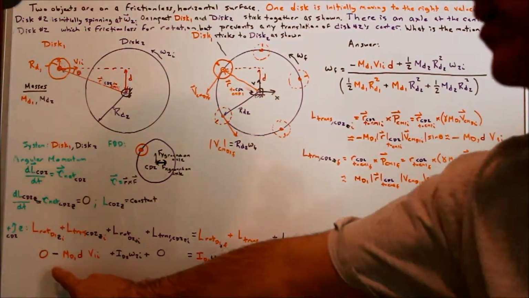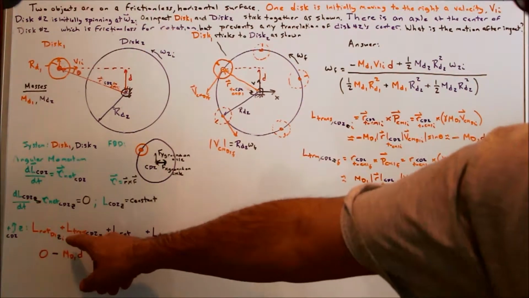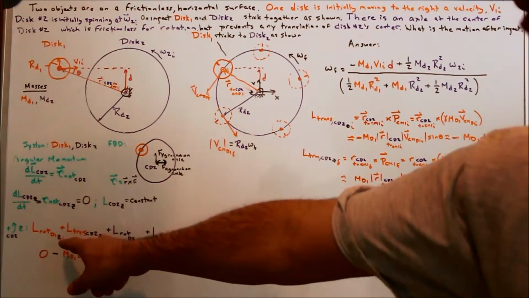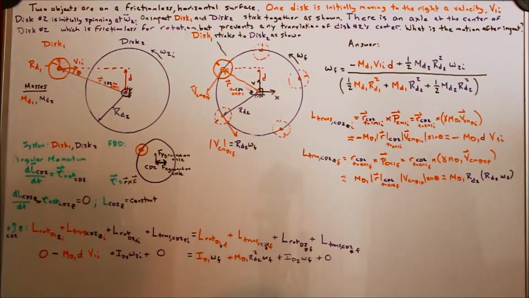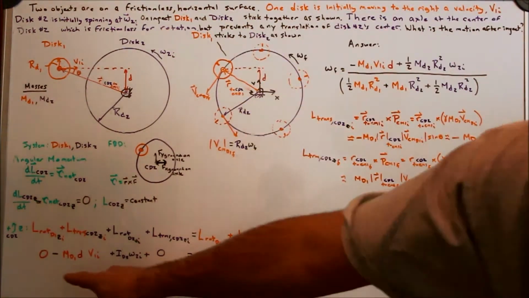Now starting to put in values. First one, the rotational angular momentum of disk 1 about its own center of mass in the z direction. We're told that disk 1 is not spinning relative to its own center of mass initially, so that's 0.